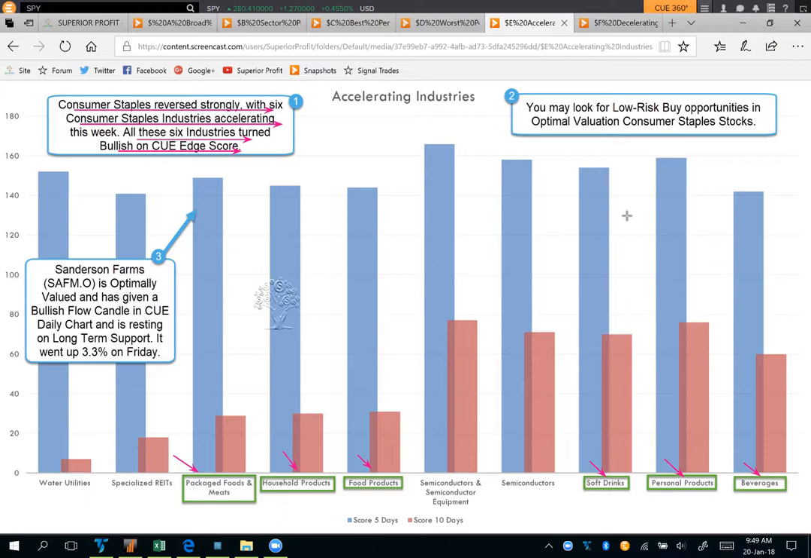Because the sector was weak and some of these industries were also weak and accelerating now, you may look for low risk buy opportunities. We already saw one possible buy opportunity when we analyzed the best performing industries. And from this, I drilled down into packaged foods and meats and found this stock, Sanderson Farms, SAFM. It is optimally valued, has given a bullish flow candle in daily chart and is resting on long-term support. It went up sharply 3.3% on Friday. There may be a buy opportunity in this stock. Let's analyze it using Q360 degrees analysis, starting from QH.